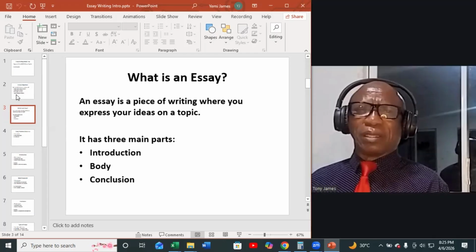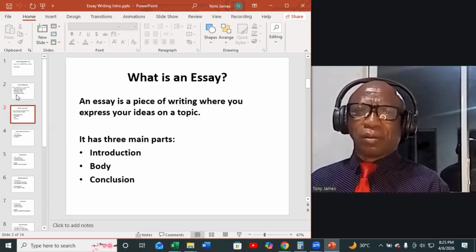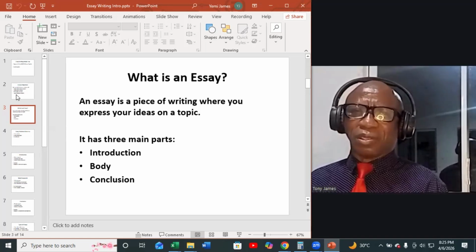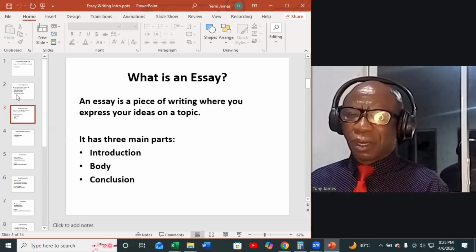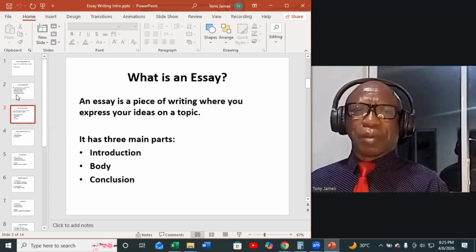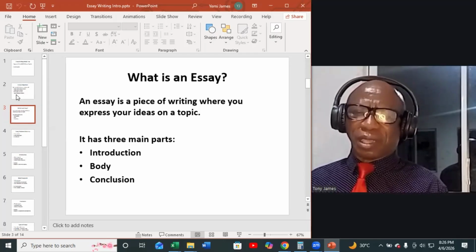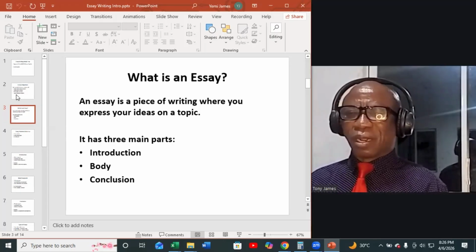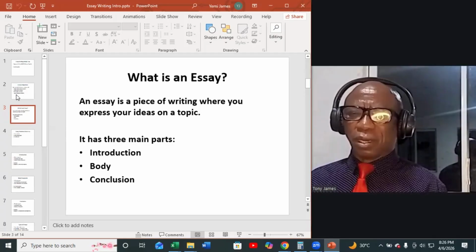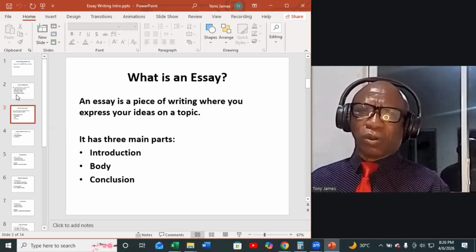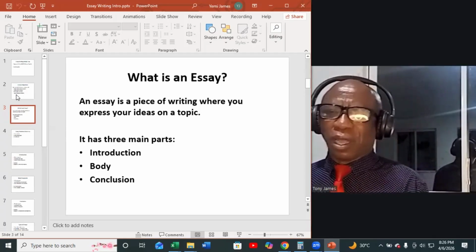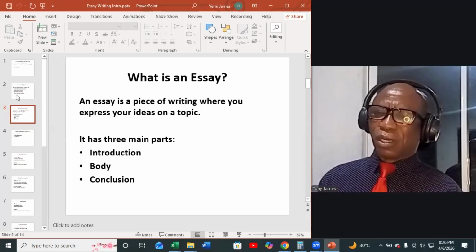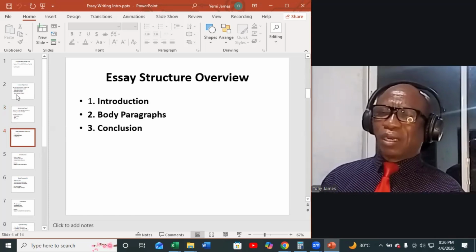Talking about essay writing, an essay has three main parts. First part is the introduction. Then we talk about the body of the essay. Last, the conclusion aspect of the essay. So the essay has three main parts: the introduction, the body and the conclusion. We shall take each of these sections one after the other in order to explain what they represent or what they mean.